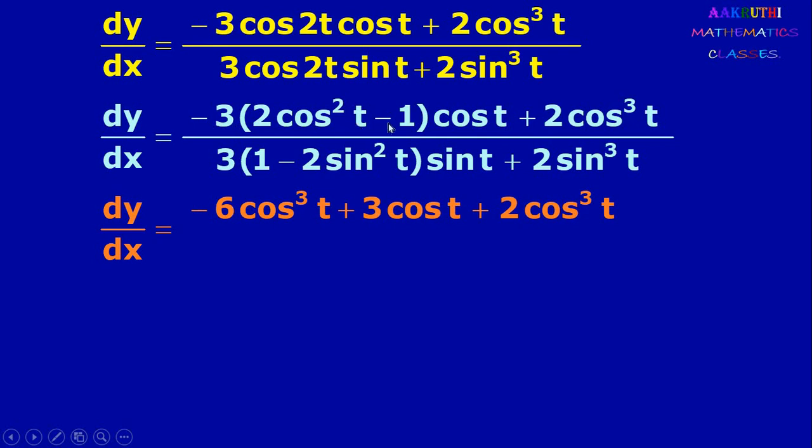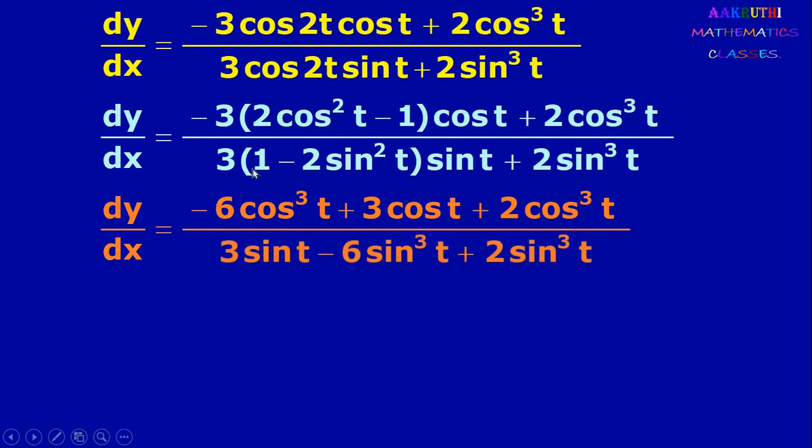Here it is minus 3 into minus 1 is plus 3 into cos t. It is plus 3 cos t. And here it is 2 cos cube t as it is. And denominator 3 into 1 is 3 into sin t is 3 sin t. And here 3 into 2 is 6 sin square t into sin t is minus 6 sin cube t. And here it is 2 sin cube t.